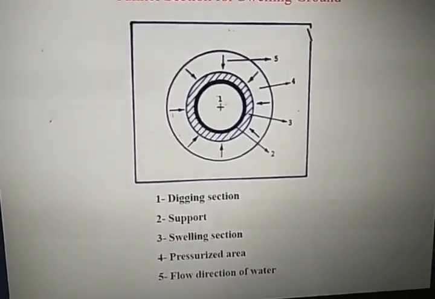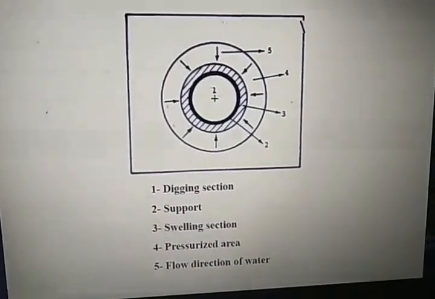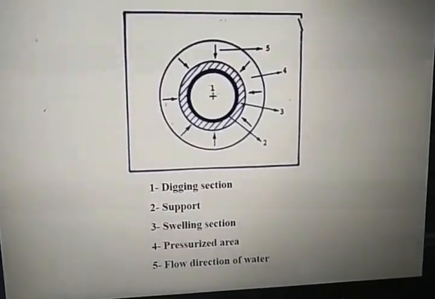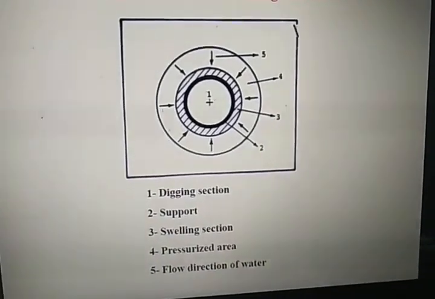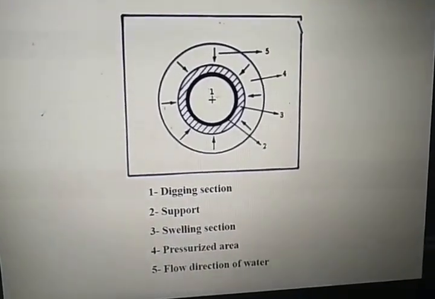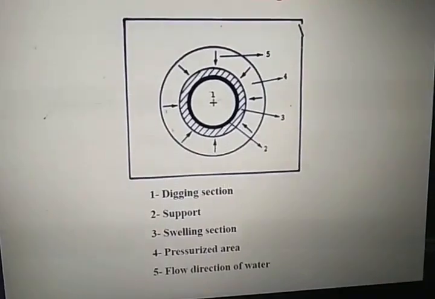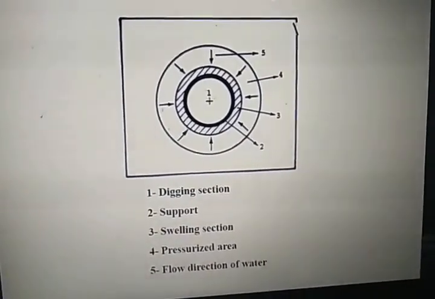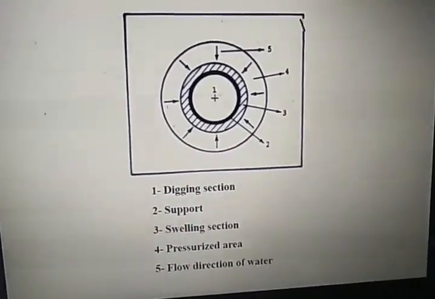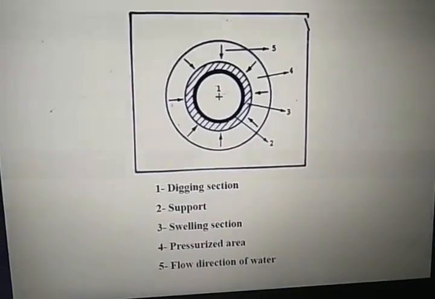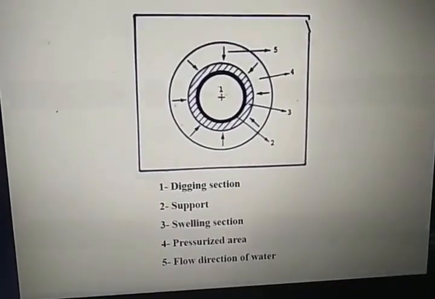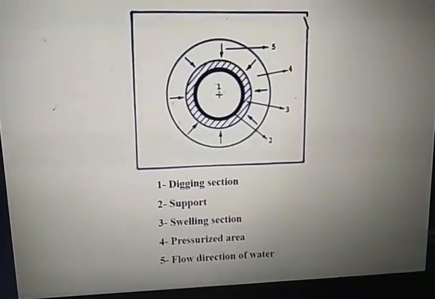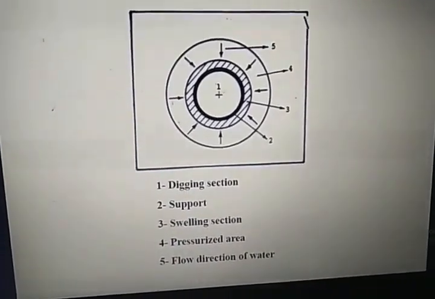So if the tunnel is circular, such portions are there. The digging section is the middle one, then the support section is the second one, the swelling section is the third one, the pressurized area is the fourth one, and the flow direction of water.